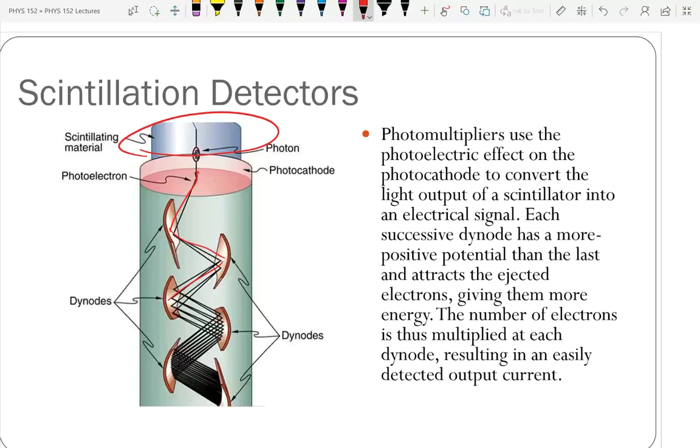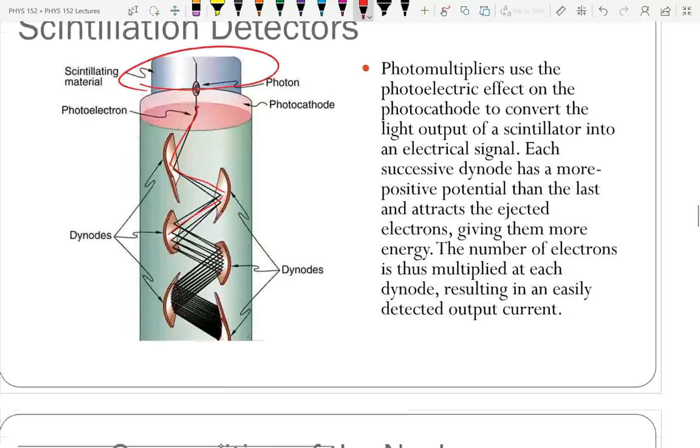And it continues on going through multiple stages, each one multiplying by as much as 10 times, so that at the end you have a very strong signal, a lot of electrons, produced by just one original photon. So that's what those are. That means they require high voltage. I've already set the voltages on these, so you don't have to do it.